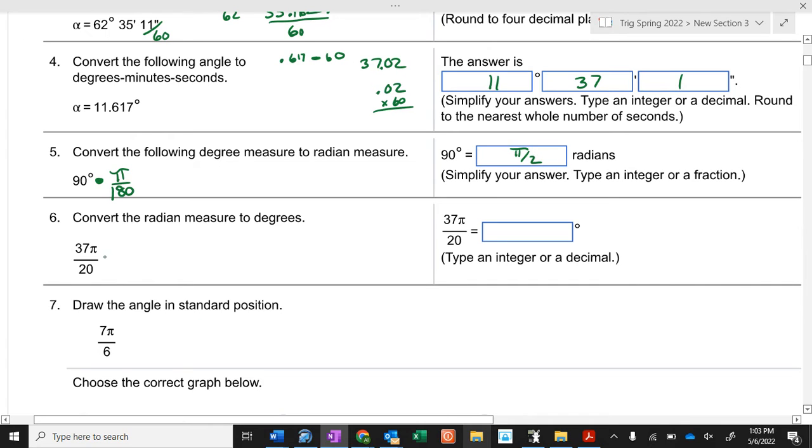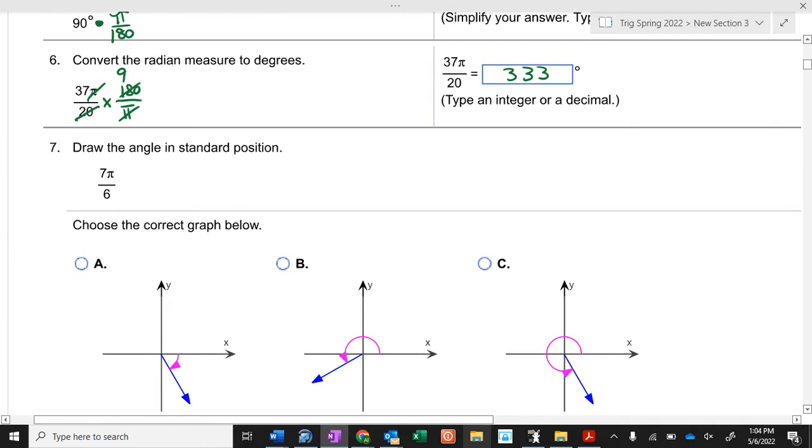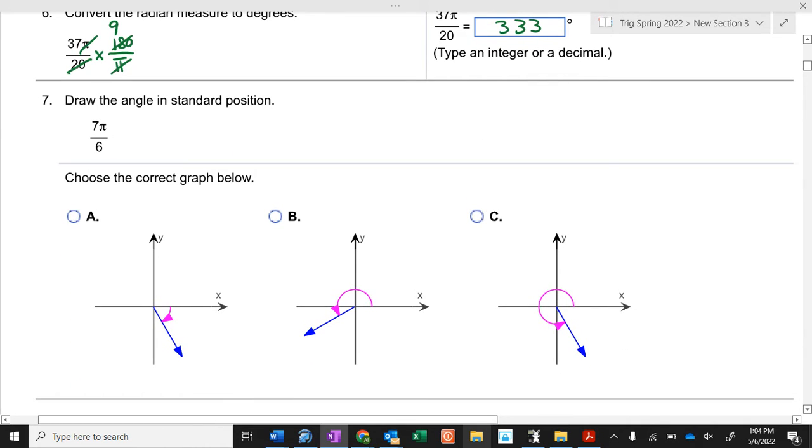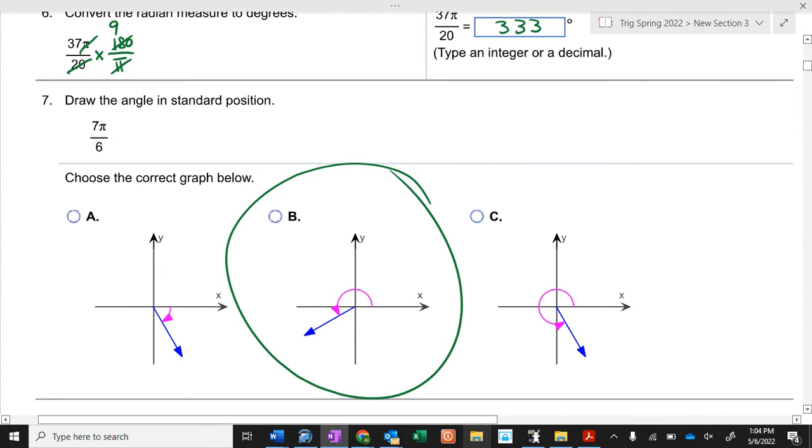So convert radians to degrees. So instead of multiplying by pi over 180, we multiply by 180 over pi. Eat your pies. Multiply by 9. 9 times 37. 333. Which one is 7 pi over 6? A, B, or C? B.